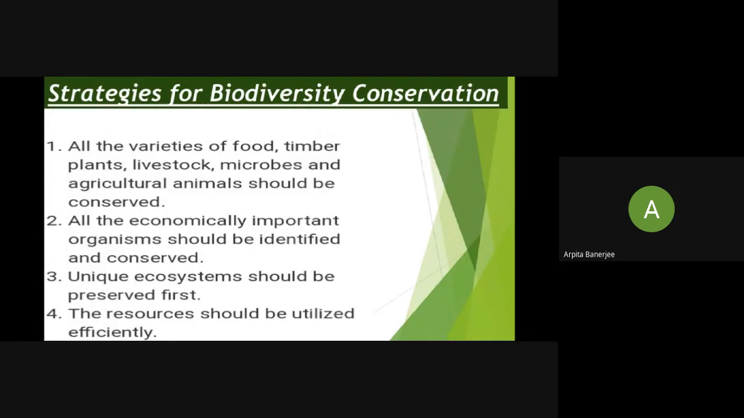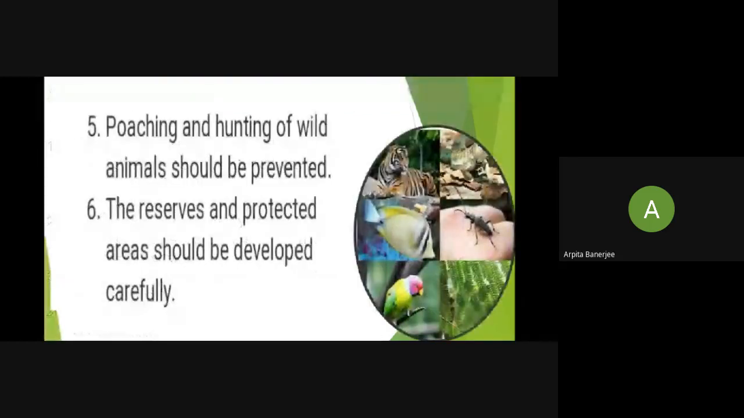First, all the varieties of food, timber, plants, livestock, microbes, and agriculture animals should be conserved. Second, all the economically important organisms should be identified and then conserved. Third, unique ecosystems should be preserved first. And fourth, the resources should be utilized efficiently. Fifth, poaching and hunting of wild animals should be prevented. Sixth, the reserves and protected areas should be developed carefully.